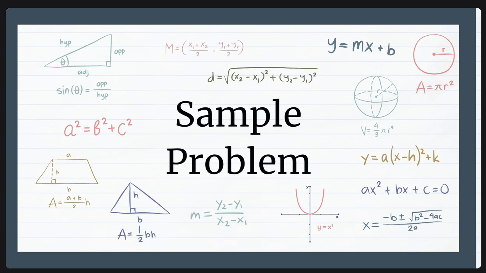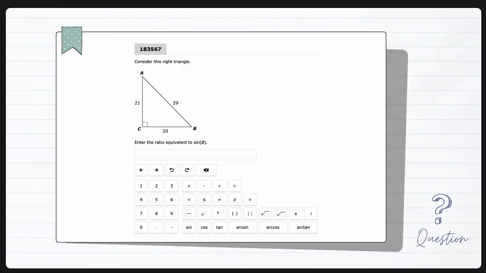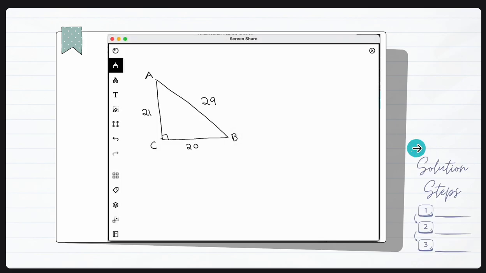In this problem, we'll actually need to use the definition of sine and apply the given measurements to the formula. We are given a right triangle, and we need to use the sine definition to write an equation to calculate that value. We're going to need to use the equation for sine to find sine B. So consider the right triangle ABC right here and enter the ratio equivalent to sine B.